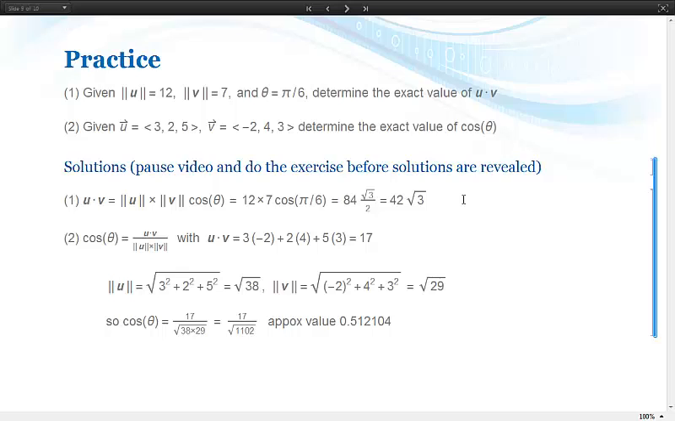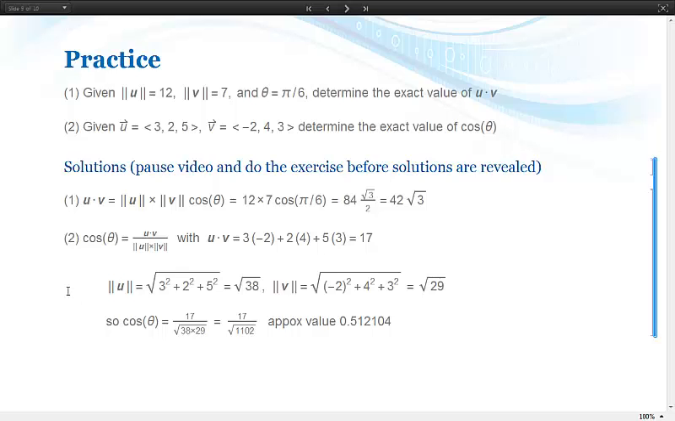For the second problem, we can compute the dot products and we can compute the lengths, so we can determine the cosine using the other version of this formula. The dot product of the two vectors is easy. It's 3 times negative 2 plus 2 times 4 plus 5 times 3. If you do the arithmetic with care, that's negative 6 plus 8 plus 15, which is 17.